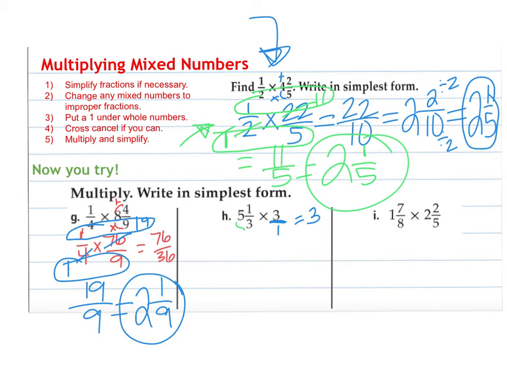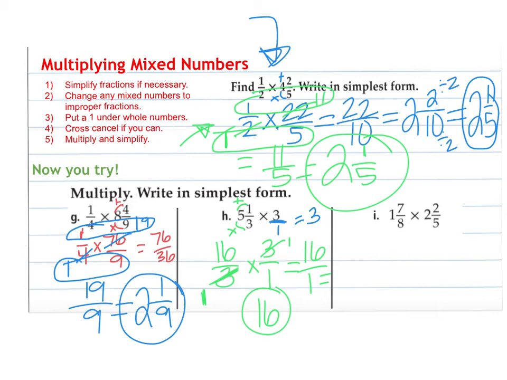So 5 and 1/3. 3 times 5 is 15 plus 1, so I have 16/3 times 3 over 1. 3 and 3 can both be divided by 3. So that's 1 and that's 1. So 16 times 1 is 16. 1 times 1, because I canceled that off to 1. 1 times 1 is 1. Anything divided by 1 is itself. So 16 over 1 is just 16.